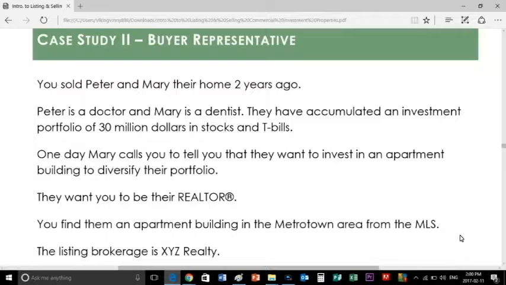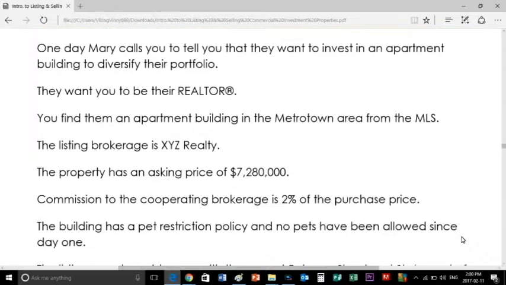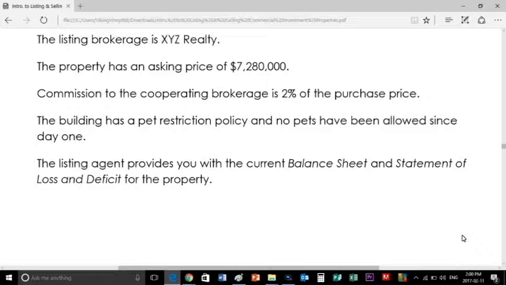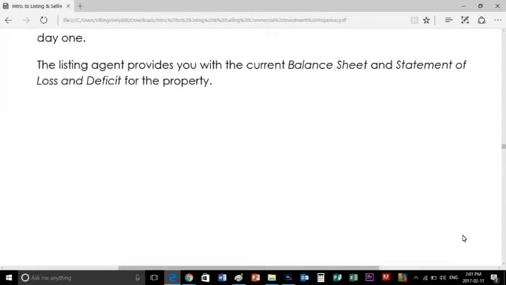You find them an apartment building in Metrotown area from the MLS. Listing brokerage is XYZ Realty. The property has an asking price of $7,280,000. Commission to the cooperating brokerage is 2% of the purchase price. The building has a pet restriction policy and no pets have been allowed since day one. The listing agent provides you with the current balance sheet and statement of loss and deficit for the property.